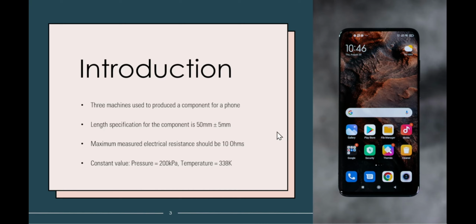This is the introduction part. The 3 machines are used to produce a component for a phone. The length specification for the component is 50 mm plus minus 5 mm. The maximum measured electrical resistance should be 10 ohm, and the constant values are pressure and temperature. For pressure, it is 200 kilopascal and for temperature, it is 338 Kelvin.